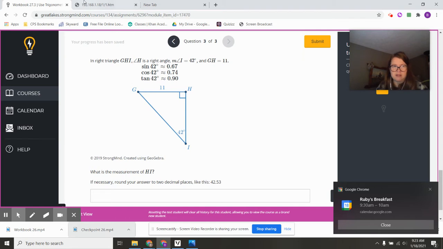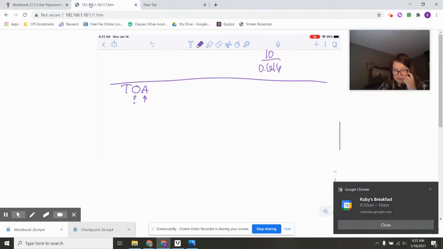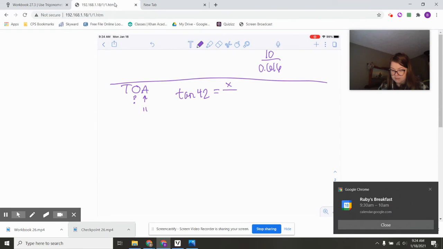So look at how I write this down here. So here I have the TOA. I'm given the adjacent, and I'm wanting to find the opposite. Sometimes I write it down like this to help keep track. So I know that that's 11. And so I'm going to write this down. So the tangent of 42 is equal to the opposite side. I don't know it, so I'm going to put an X there, over 11.